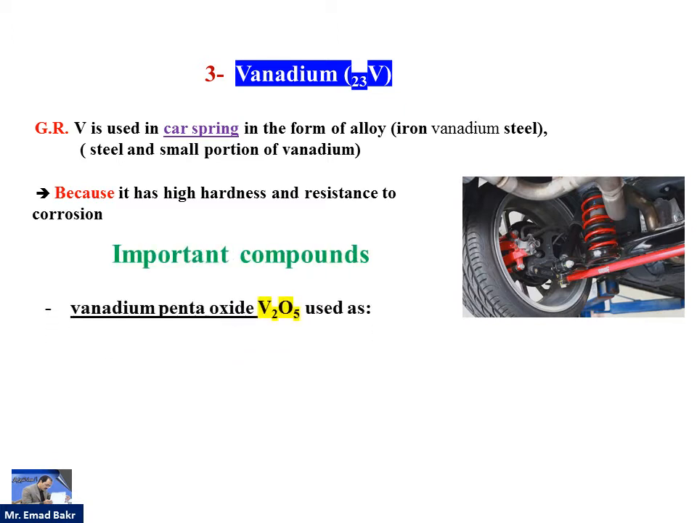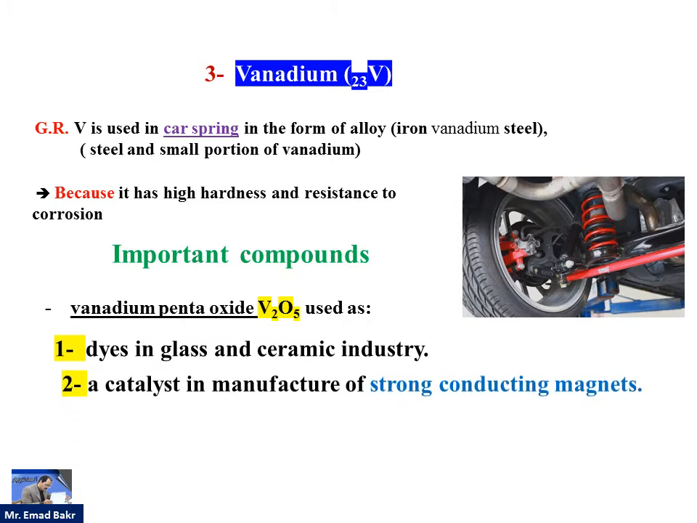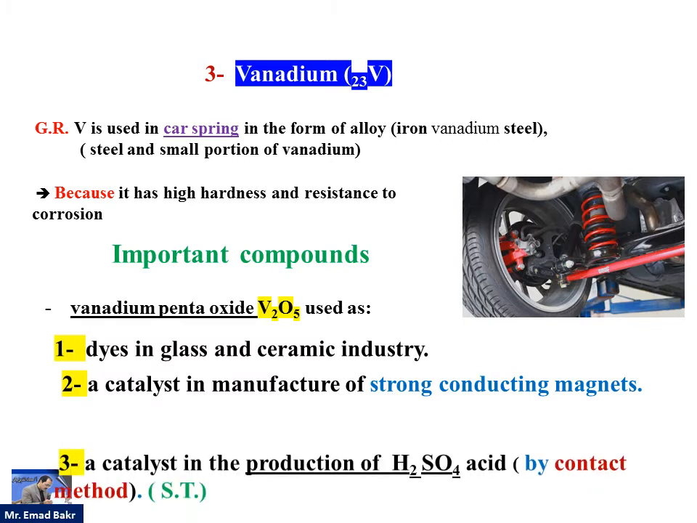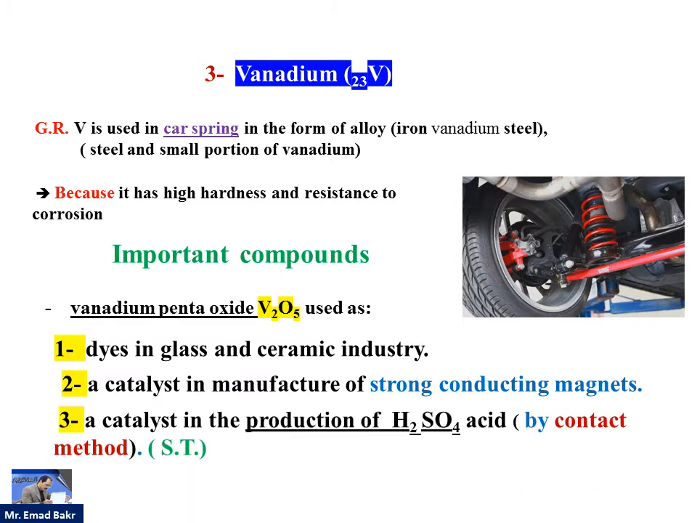Important compounds of vanadium: vanadium pentoxide V2O5, used as dyes in glass and ceramic industry, catalyst in manufacture of strong conducting magnets. This is a kind of magnets. Number 3, catalyst in the production of H2SO4 acid by contact method. Let's say sulfuric acid is prepared by a method using V2O5 as a catalyst. The method for preparing sulfuric acid is called the contact method.